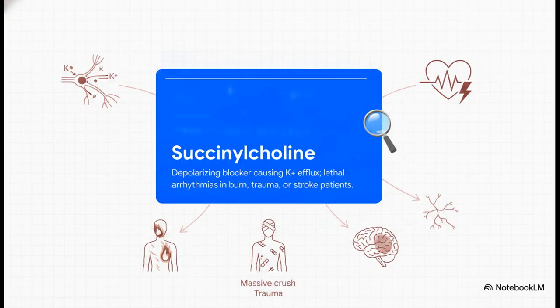So, the crucial point is understanding the specific dangers of succinylcholine way beyond just malignant hyperthermia. Succinylcholine acts by depolarizing the neuromuscular junction, which inherently causes an efflux of potassium ions. In a normal patient, sure, this is mild. But in patients with severe burns, massive crush trauma, stroke, or denervation injuries, those receptors are upregulated. Giving succinylcholine in those scenarios causes massive, sudden hyperkalemia, and that will rapidly lead to a lethal cardiac arrhythmia.